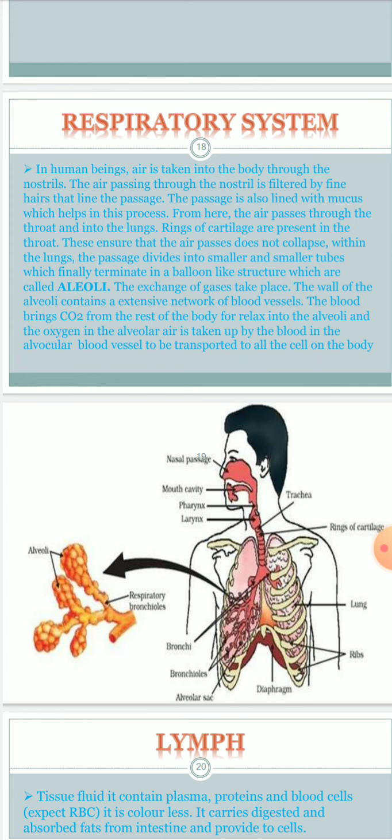Within the lungs, the passage divides into smaller and smaller tubes, which finally terminate into balloon-like structures, which are known as alveoli. The exchange of gases takes place here. The walls of the alveoli absorb the carbon dioxide that is brought in from the body, and release oxygen to the blood, which is further carried on to the rest of the parts of the body.